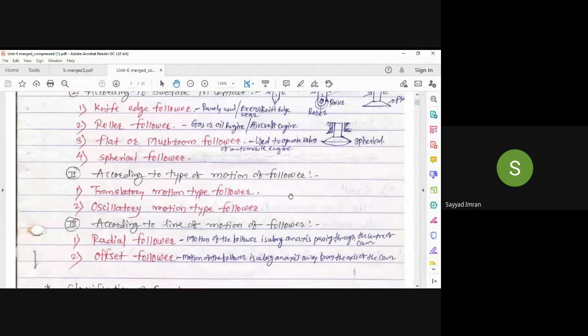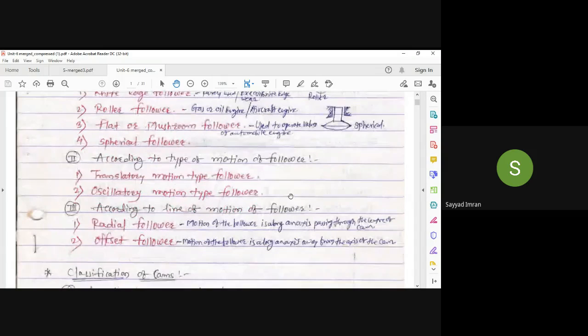Third one is according to line of motion of the follower. So it is a radial follower and offset follower. Radial follower means the motion of the follower is along an axis passing through the center of the cam. And offset follower means the motion of the follower is along an axis away from the axis of the cam, meaning there is some offset distance. That is what is known as offset follower.